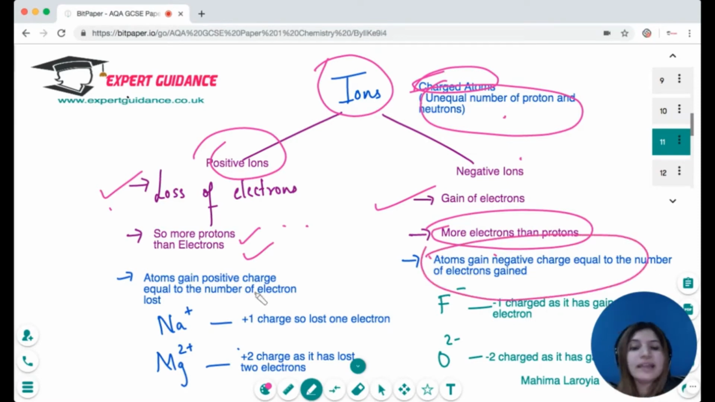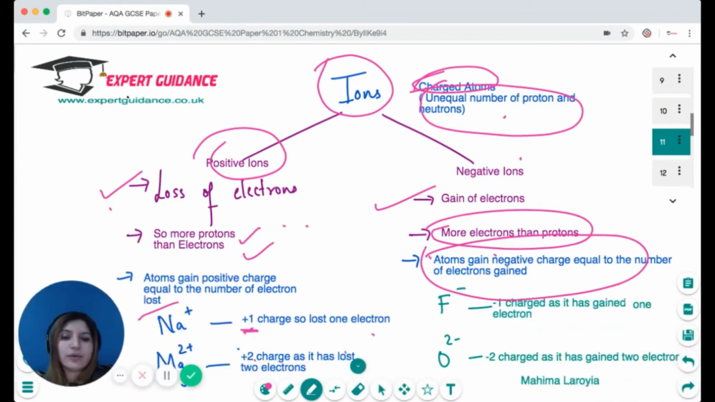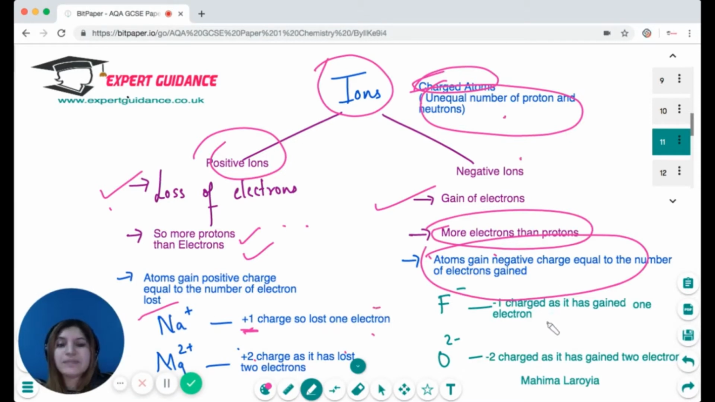Okay, now how do you decide the charge? The charge depends on how many electrons are gained or lost. So if sodium has lost one electron, it will get a +1 charge. If magnesium loses 2 electrons, it will get +2 charge. In a similar way, if fluorine gains 1 electron, it becomes -1 charge. And if oxygen gains 2 electrons, it will become -2 charge.